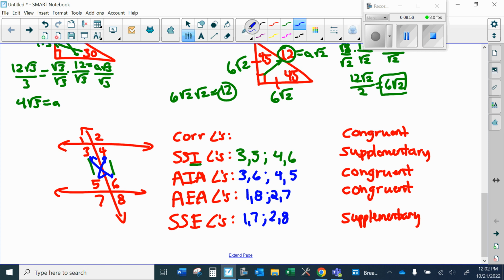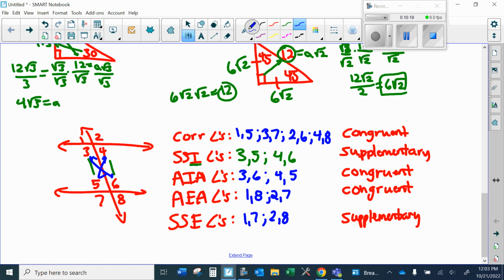Corresponding is last. Corresponding, we have 1 and 5. Okay, it's always on the same side. One's exterior and one's interior, but they cannot be adjacent. So it cannot be 1 and 3. So 1 and 5 is one pair, 3 and 7. Then we go to the other side of the transversal, and we have 2 and 6. And we have 4 and 8.